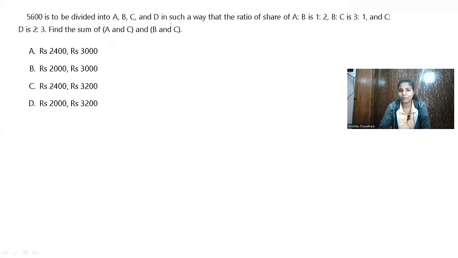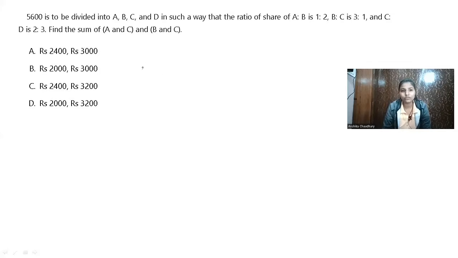Alright, so there are 4 people A, B, C, D, and you have to divide 5,600 rupees among them in such a way that A to B is 1:2, B to C is 3:1, C to D is 2:3. So, how can we solve the question? In this video, I will not be using the bookish method. I will be using my own short tricks so that you can save your time. If you follow my way, you can save your time.